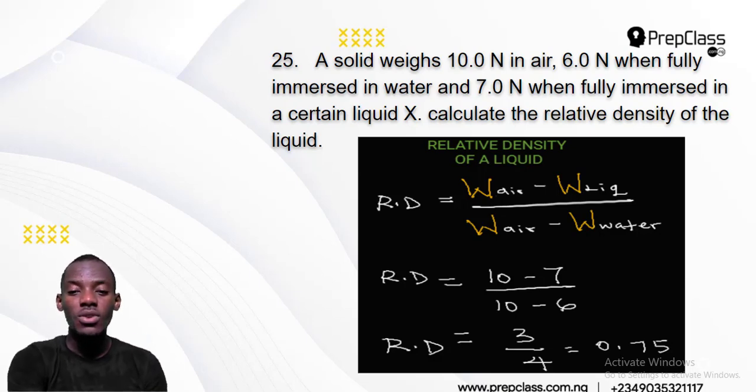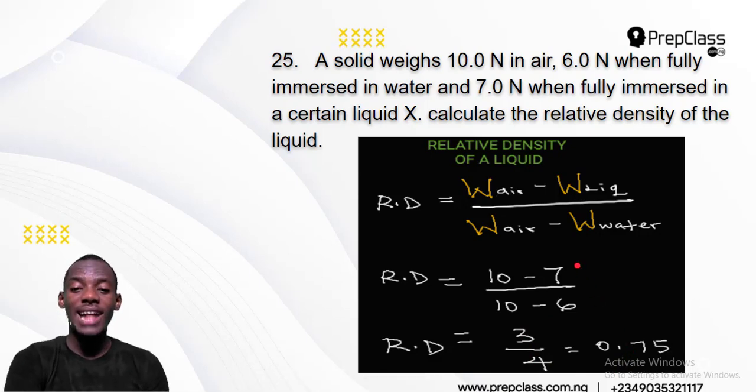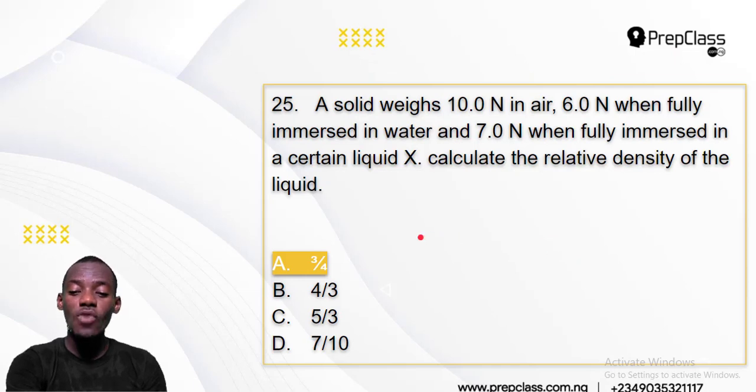So for the relative density, what's the weight in air? 10 Newton. Minus weight in liquid, which is 7, over weight in air, 10, minus weight in water, 6. 10 minus 7 is 3. 10 minus 6 is 4. 3 over 4 is 0.75. And that is my relative density. Easy peasy. So the answer is 3 over 4.